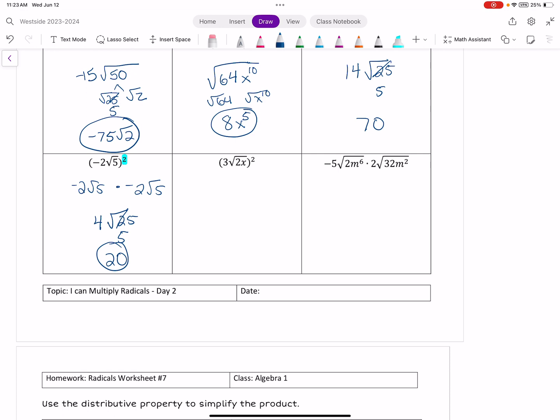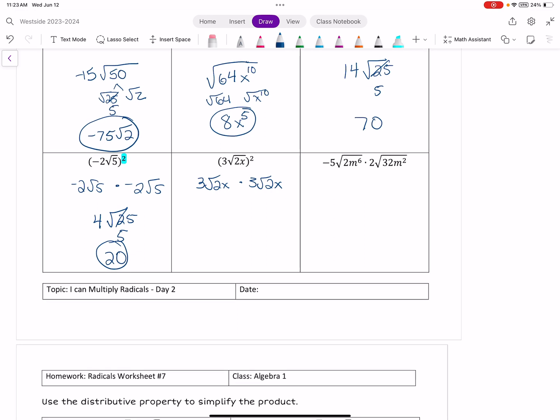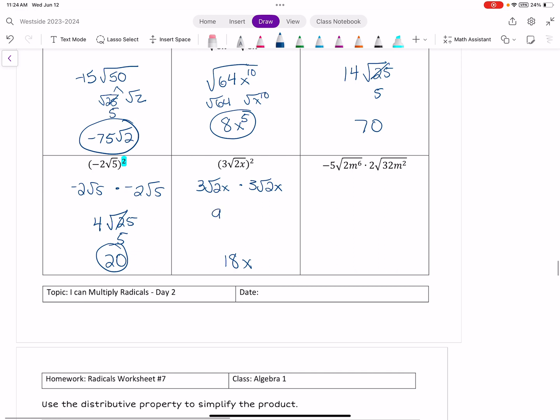Looking at the next one, same idea. 3 radical 2x times 3 radical 2x. You go ahead and try to multiply those. So your final answer, I believe, should be 18x. So 3 times 3 is 9. 2x times 2x is 4x squared. So this would become a 2 out in front, a 2x. So I'd get 9 times 2x, which is 18x.